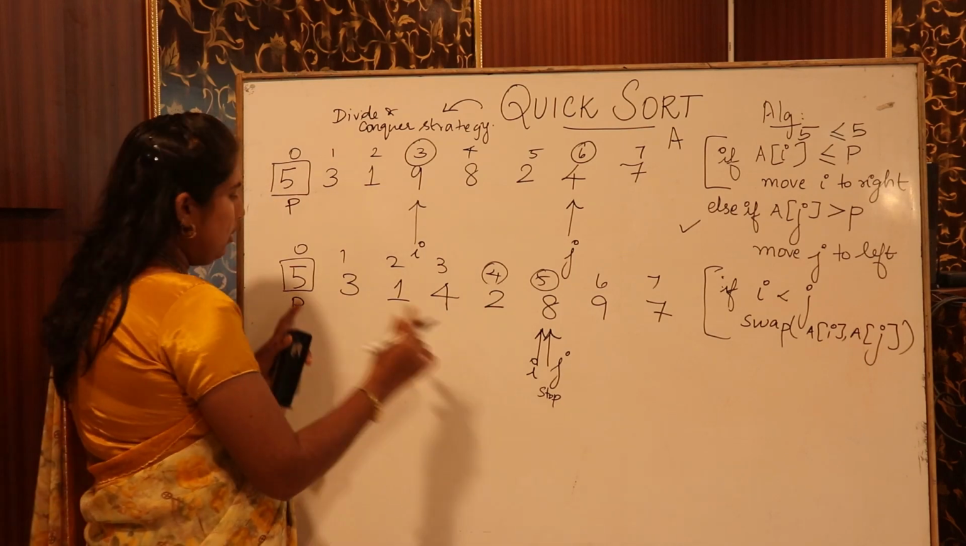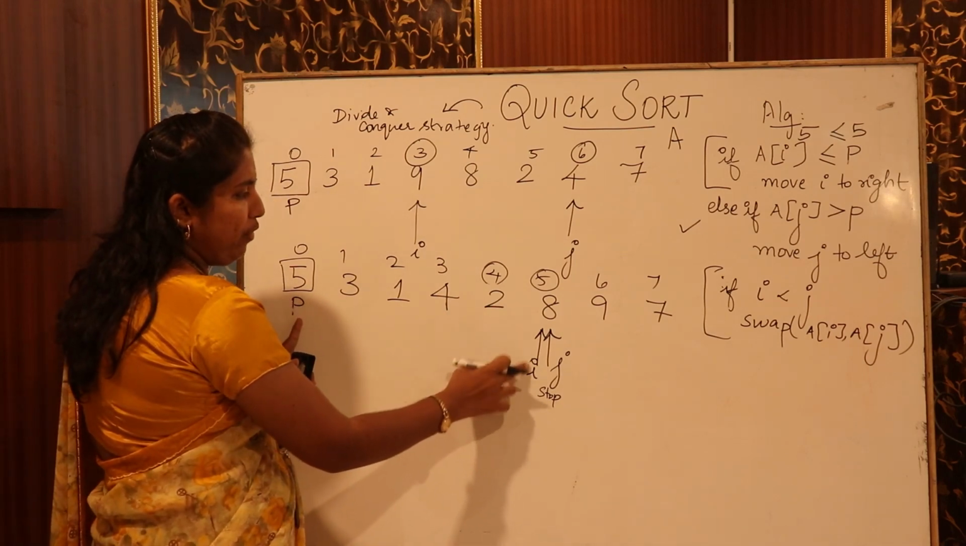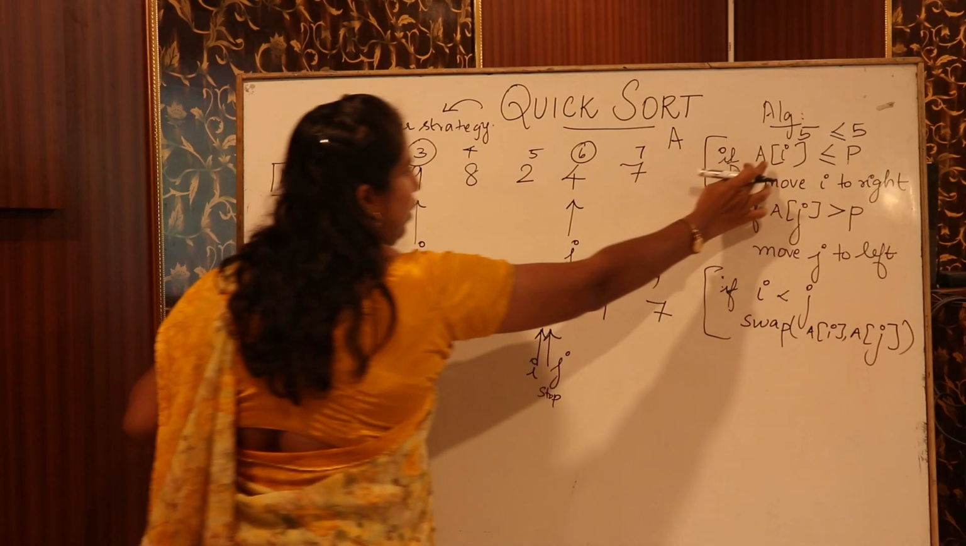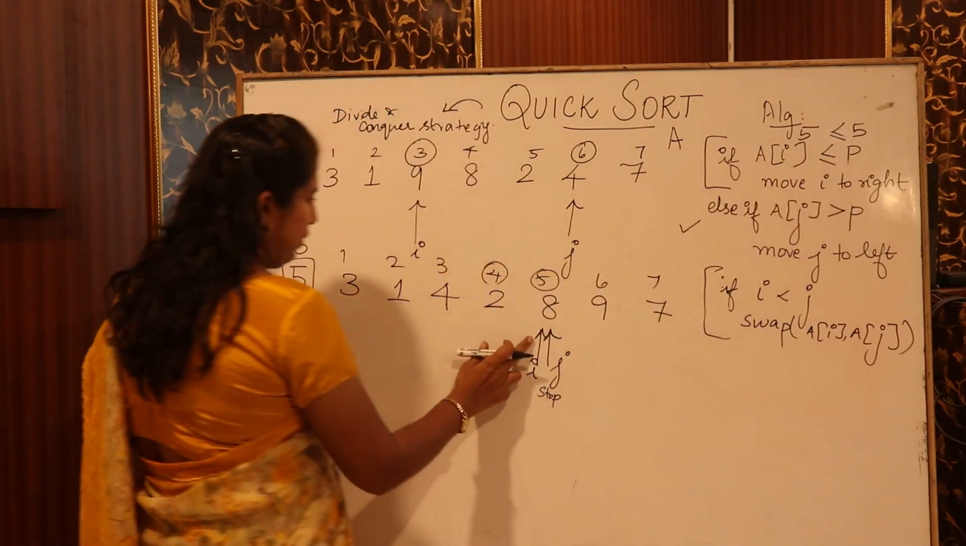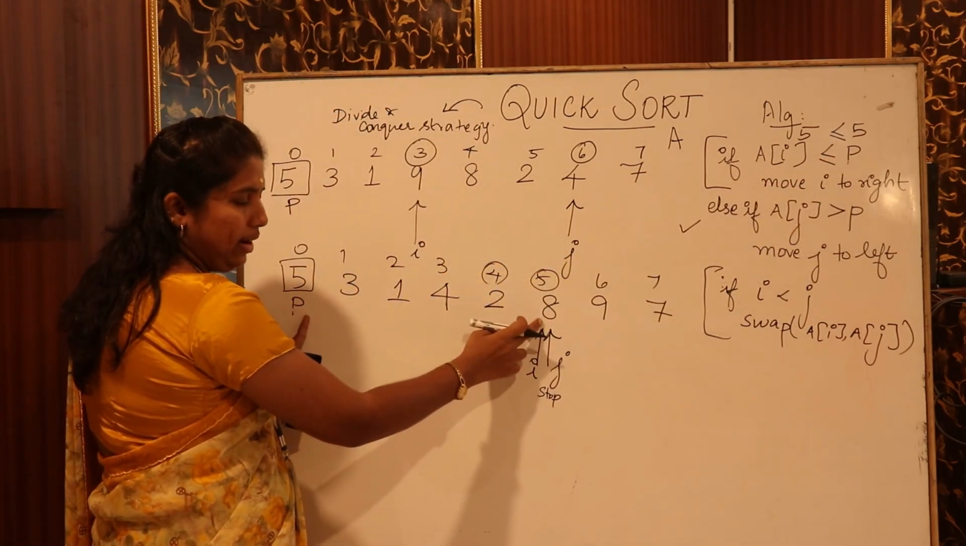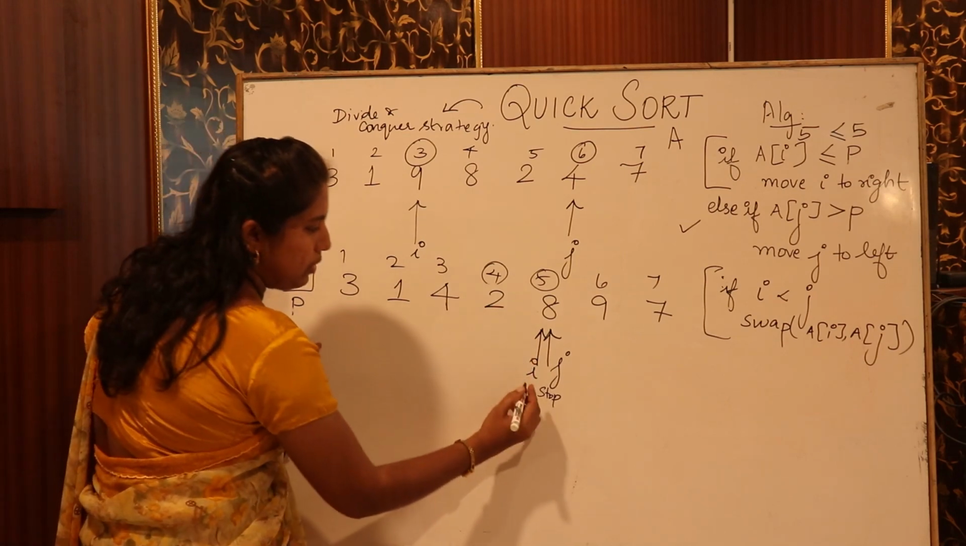Again I have to start it. So again I have to compare this a of I with this pivot element. A of I is lesser than or equal to pivot? But it's not so. It is greater than the pivot element. So I stops at this position.